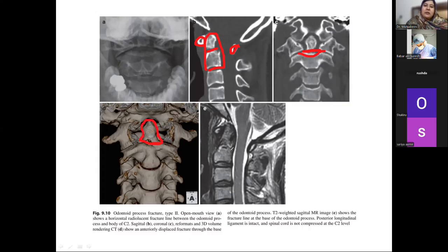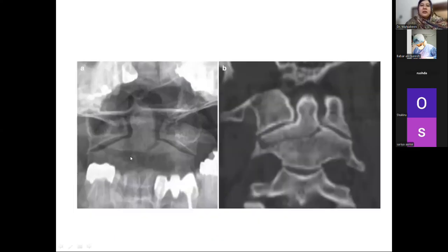This is an MRI, we'll see in detail tomorrow, but this is how it appears. Actually, bony anatomy is not much clear on MRI, but you can have some kind of bony changes if there is a fracture. So this was about the odontoid. This is a better picture of the open mouth odontoid view.